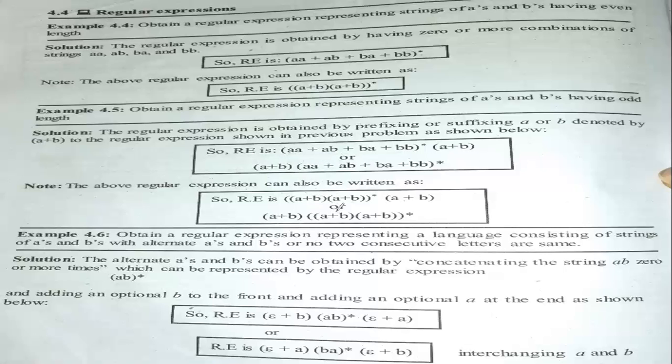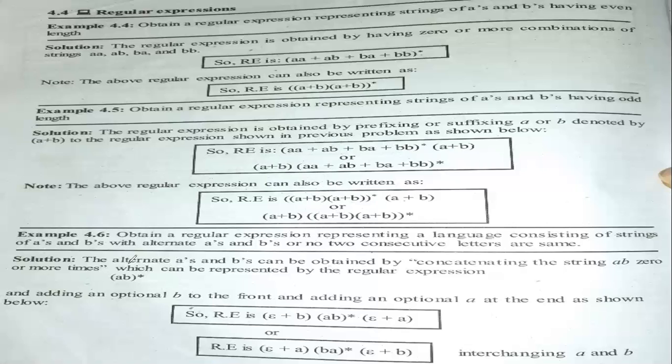Same thing we are doing over here also. A more simplified version we are writing for AA, AB, BA, BB. Please remember this: A plus B, A plus B exactly, that is the simplified version of AA plus AB plus BA plus BB. Then later, question number 6.